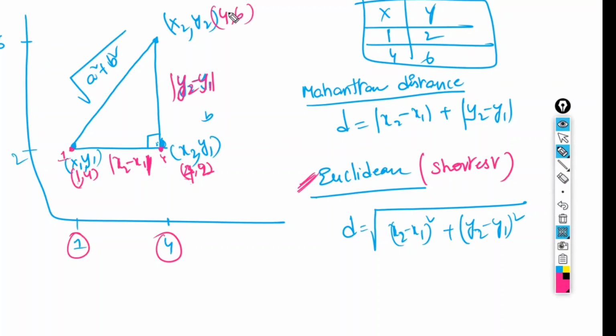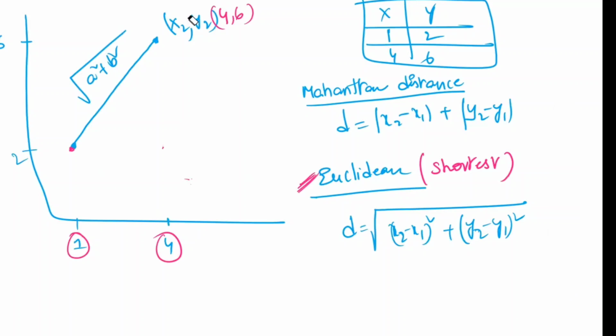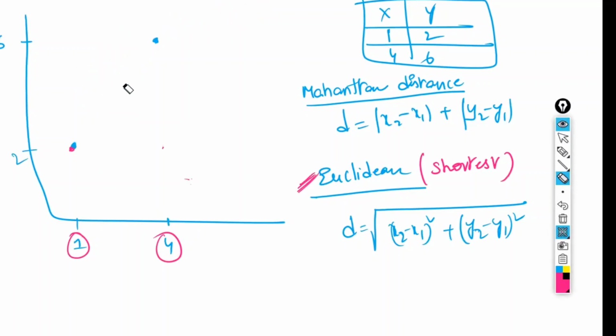Similarly here, 4 and 4 are there. X is the same, only Y is changing. That is 6 minus 2. Right? Is that clear? Now, this is Euclidean distance and Manhattan distance we are having. Whatever the Manhattan and Euclidean distance, this is one way to calculate the distances.